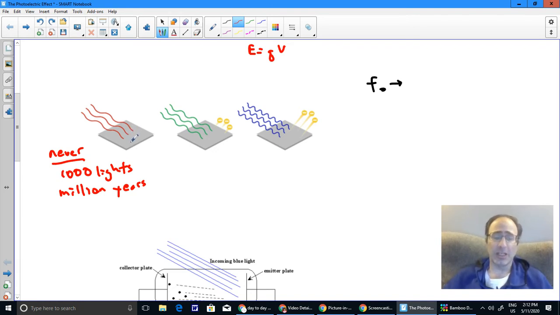Because classical physics said sooner or later you'll get an electron to come off, but it's not going to happen here. If I give light with just the right frequency, I might get electrons to start popping off. And if I have light of even greater energy, I would get electrons to come off with an even larger kinetic energy. We call f0 the threshold frequency.